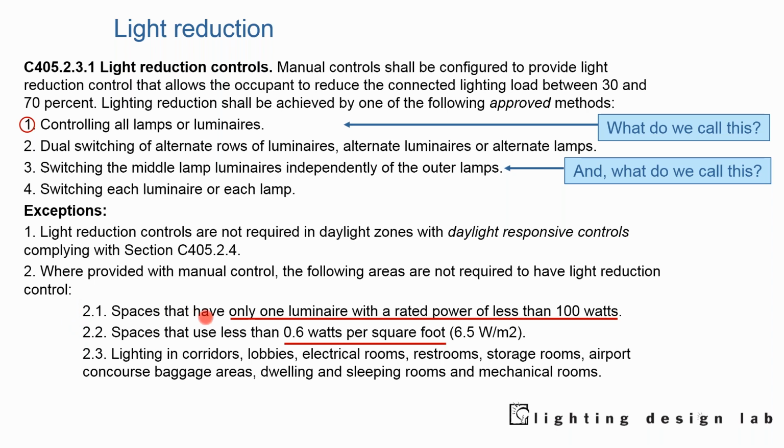Exceptions would be spaces that have only one luminaire of less than 100 watts, and spaces that use less than 0.6 watts per square foot. So if it's a low power area, you don't need light reduction controls.